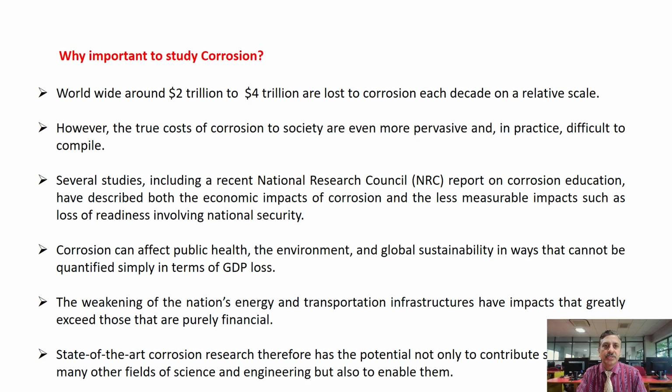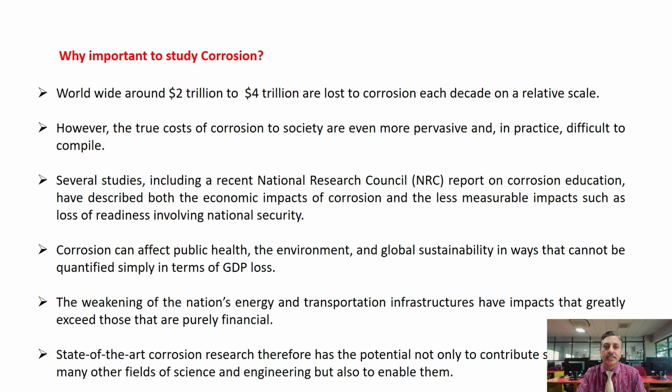And why is corrosion important to study? Worldwide, it is estimated around 2 trillion to 4 trillion dollars of metal structures are lost due to corrosion every decade. However, the true cost of corrosion to society is even more pervasive and in practice difficult to compile. Several studies, including a recent National Research Council report on corrosion education, have described both economic impacts of corrosion and less measurable impacts, such as loss of readiness involving national security.